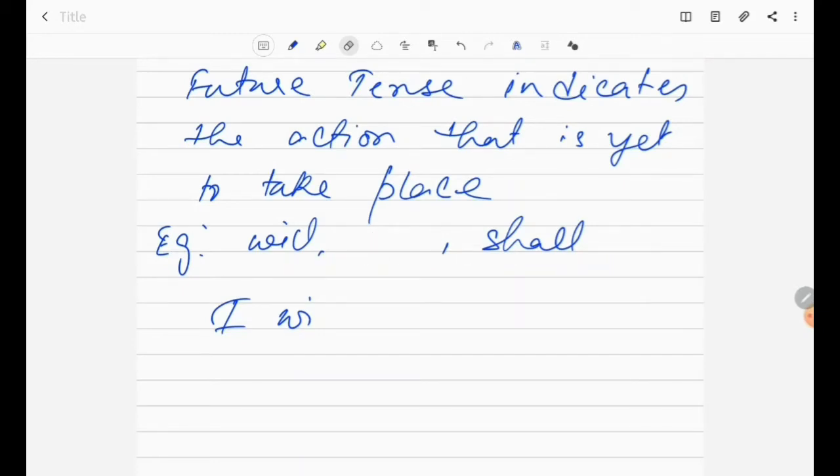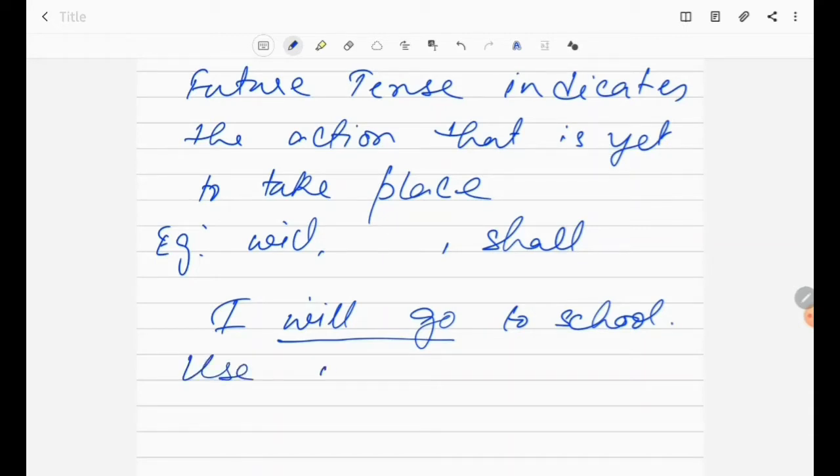Okay, so what are the words like will, shall? These are the words which we use in a future tense. Like I will go to school. So here what is the future tense? Will go is the future tense. So let us know what are the uses of the simple future tense.